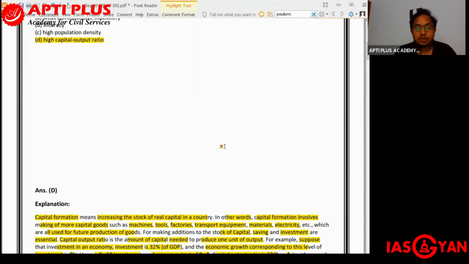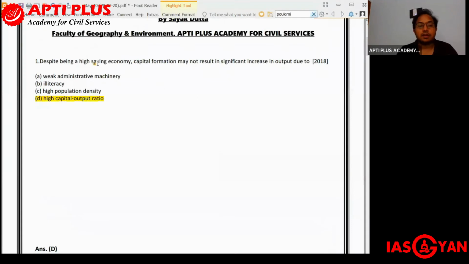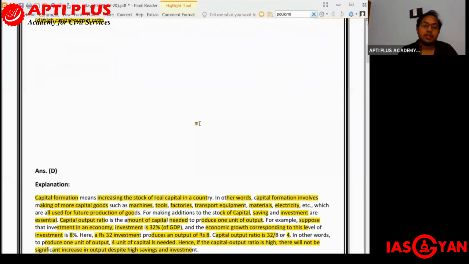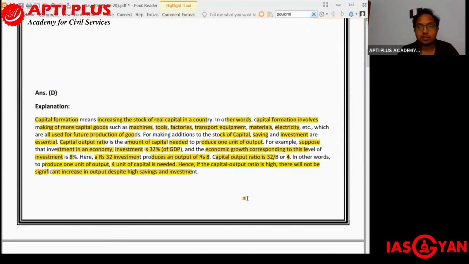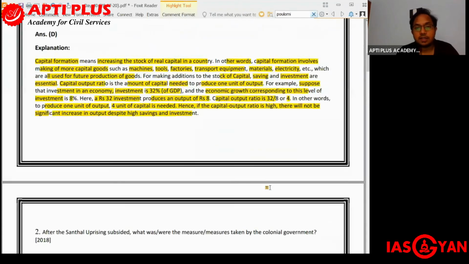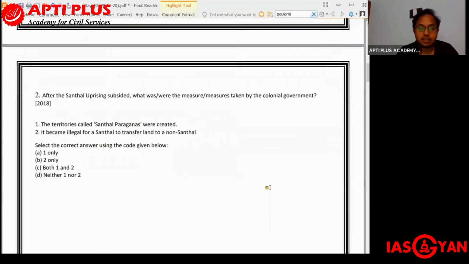Like in case of India, though it is a high saving economy, because of various structural defects, we get to see our capital to output ratio is very high, and because of that, even if there is a huge amount of saving and a lot of capital formation taking place, you might see that the resultant output might not be very high. So this is what it means. Hence, if the capital output ratio is very high, there will not be significant increase in output despite having high savings and investment. So that is your first question, and the answer is B.